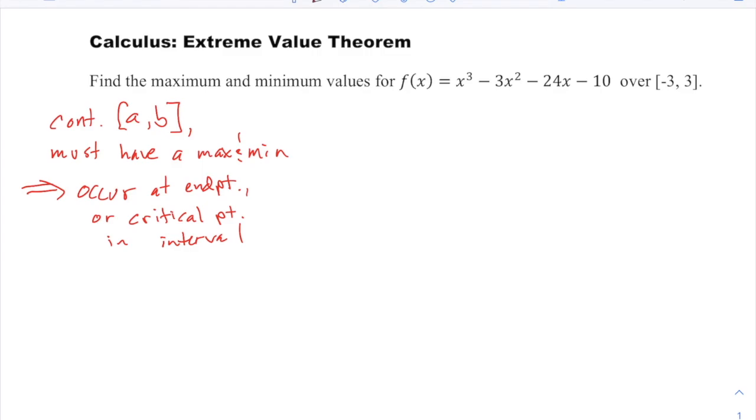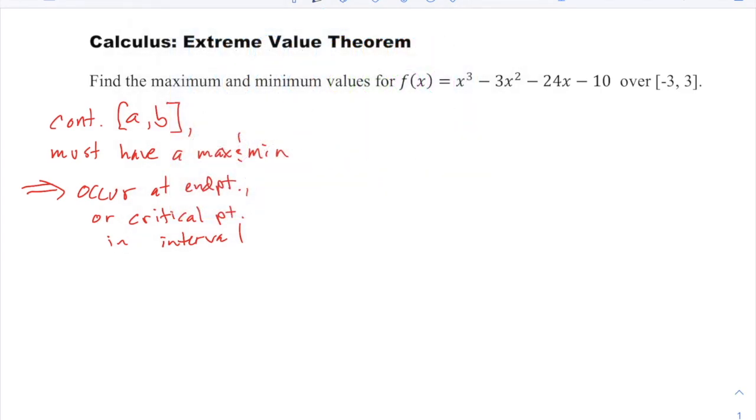value, it must have a minimum value, even, by the way, if it's the same value. If, for example, it's a horizontal line, the maximum value it reaches is the same as the minimum value. It's whatever that constant is. And since it must have a maximum and a minimum value, that will occur at either one of the endpoints of the interval, at a or b, or at a critical point within that interval.